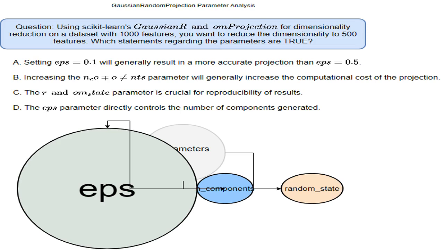This parameter, eps, controls the accuracy of the distance preservation. A smaller eps value means I want to keep the distances between data points more precise, but it might require more computation. Think of it like this: if you want a really accurate miniature version of something, you need more detail, which takes more time and effort.